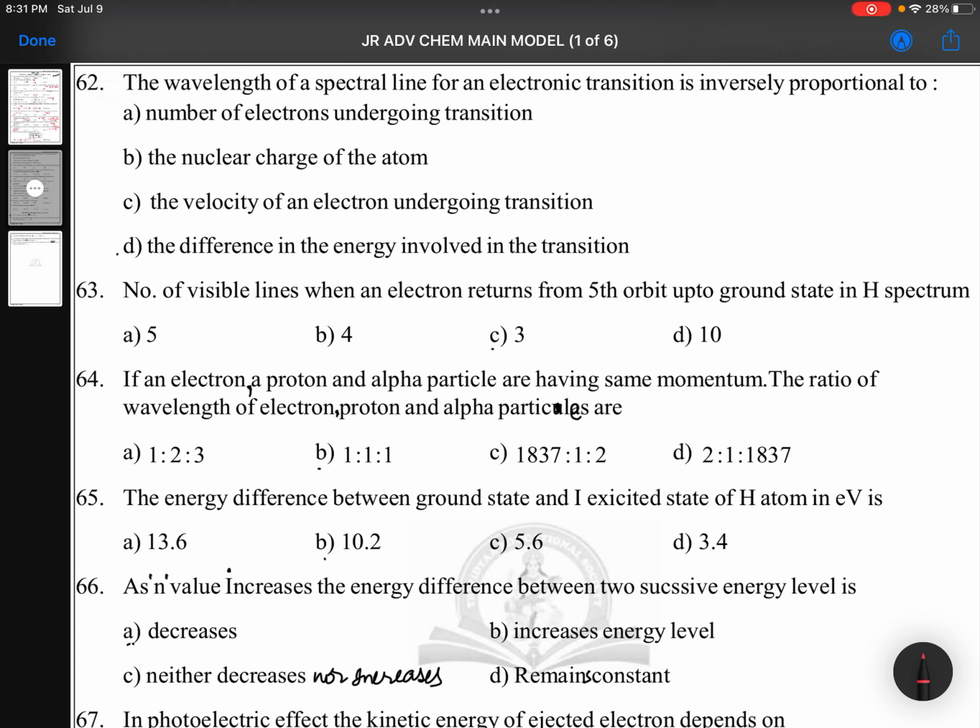The wavelength of a spectral line for an electronic transition is inversely proportional to energy. E is equal to hc by lambda.